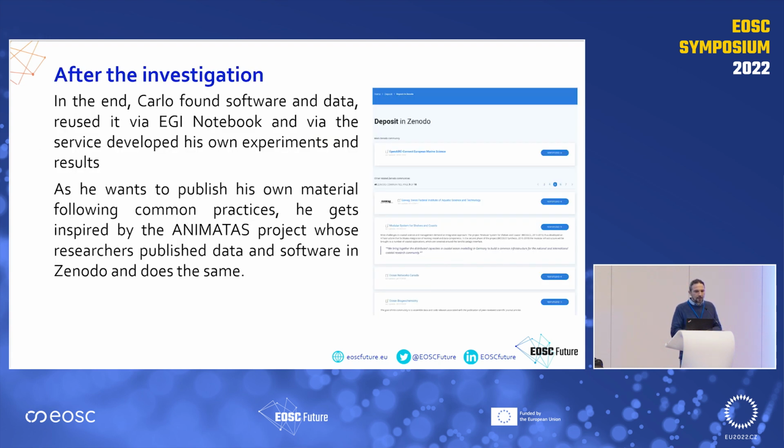So after the investigation, Carlo is a new guy, so I don't know why, but it's Mario in the beginning, okay? Mario has found software, data, many related information about his investigation, so he's quite happy with it. And he has developed his own experiments and all this stuff. And he has now some software in his hands. And by just looking at the behavior of his colleagues in the Animatas project, he realizes that many of those have published in Zenodo, right? So he decides to do the same. And he decides also to do what the others have done, which is very important.